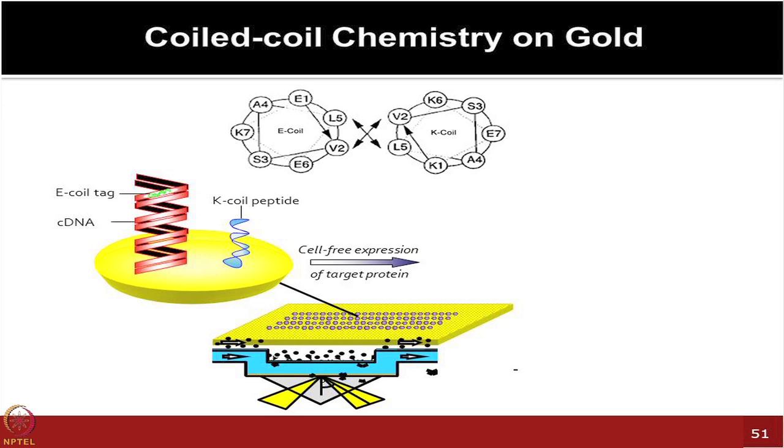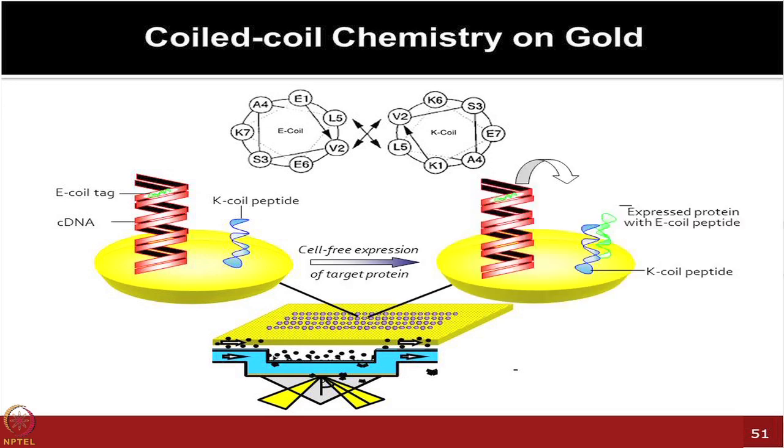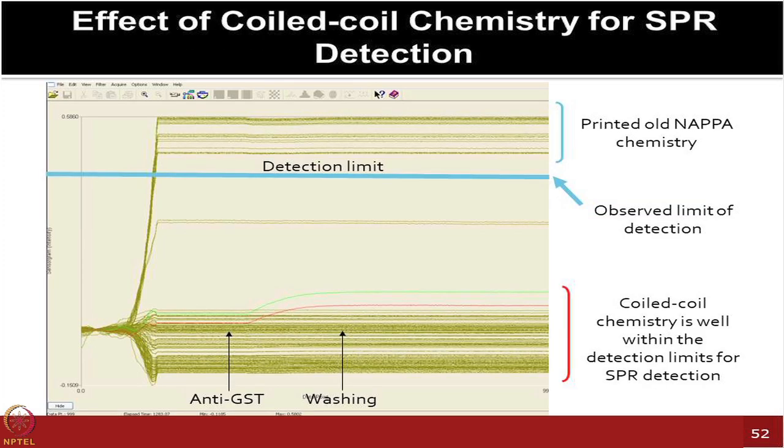Now if you add the cell-free expression system on the chip itself, imagine everything now being done on the gold slide, where earlier it was the glass slide, but the NAPPA chemistry is modified with the E-coil and K-coil peptides. As the proteins are formed, with the E-coil and K-coil interaction forming heptamers, you now have a tight interaction. You can see these proteins synthesized on the chip surface, which can then be detected and used for further interaction studies. The baseline which was seen earlier is now much lower with the new chemistry, right?